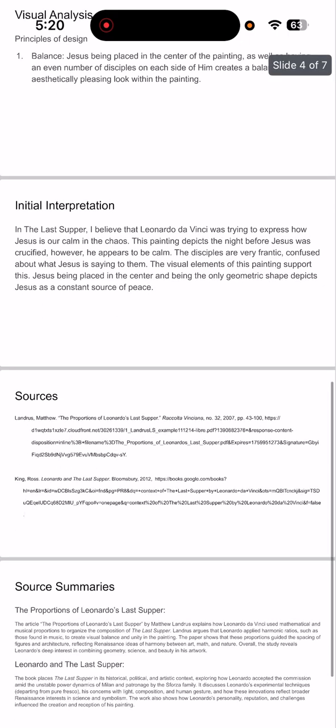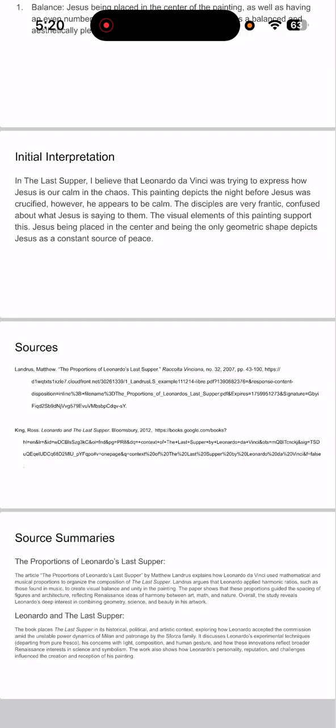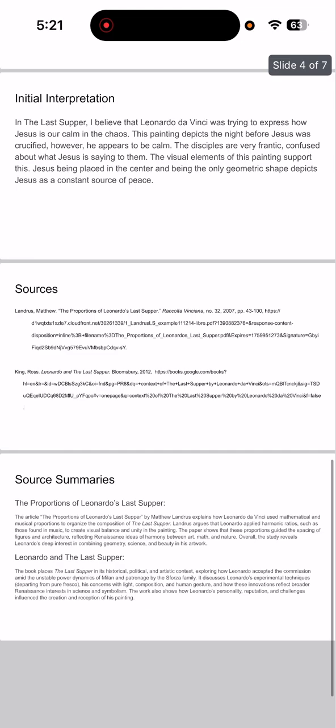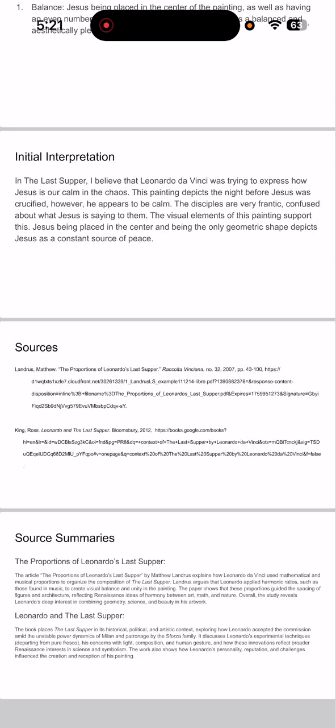My initial interpretation of the painting was in The Last Supper. I believe that Leonardo da Vinci was trying to express how Jesus is our calm in the chaos. This painting depicts the night before Jesus was crucified. However, he appears to be calm. The disciples are very frantic, confused about what Jesus is going to say to them. The visual elements of this painting support this. Jesus being placed in the center and also being the only geometric shape depicts that Jesus was a constant source of peace.